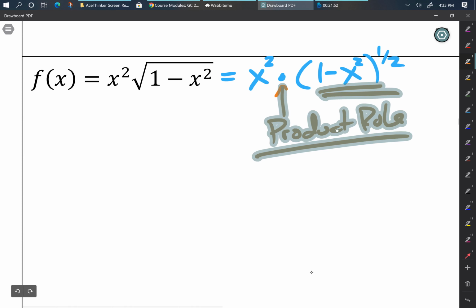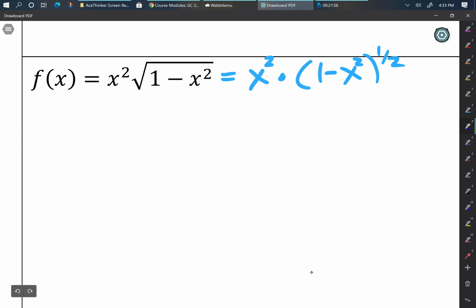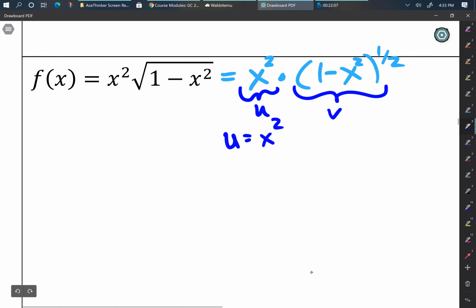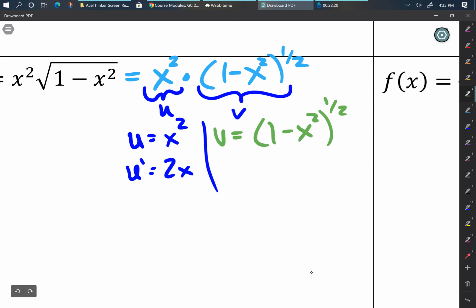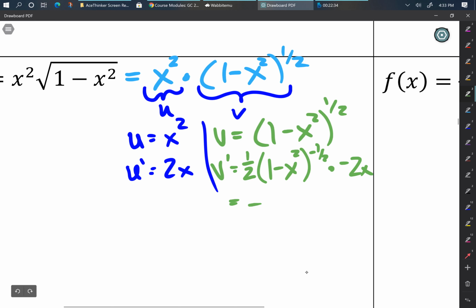So I'm going to erase this, and I'm going to go back and say, okay, if this is a product rule, then we call this one U. We call this one V. We said if U is x squared, then U prime is 2x. If V is 1 minus x squared to the 1/2, then V prime, here's where the chain rule comes in, is going to be 1/2 times 1 minus x squared to the negative 1/2 times a negative 2x, or if we clean that up, negative x times 1 minus x squared to the negative 1/2. That's my V prime.